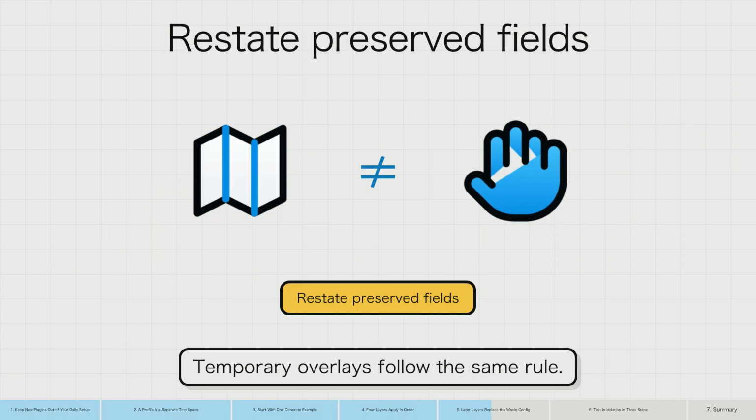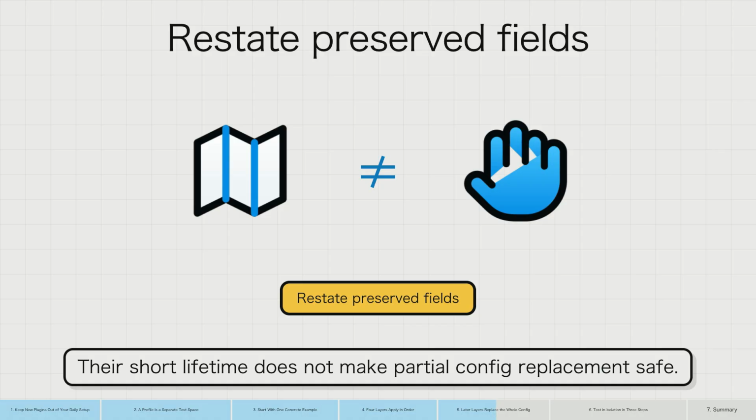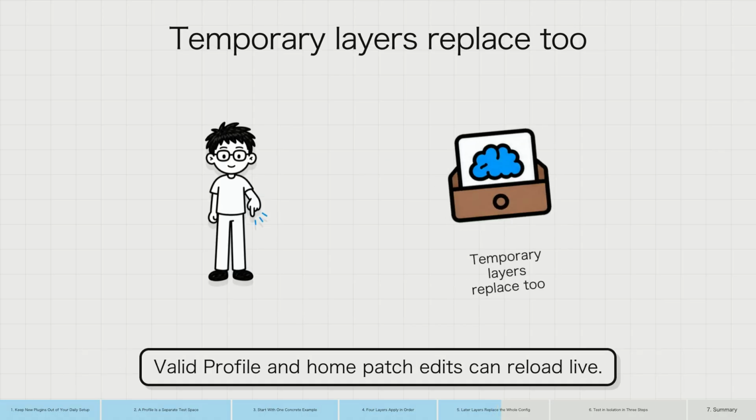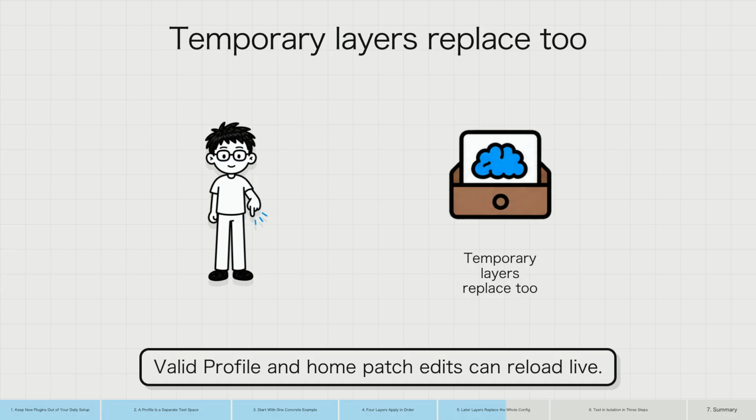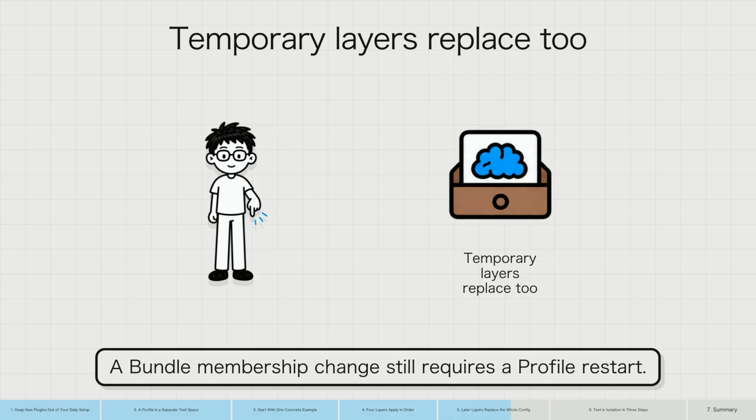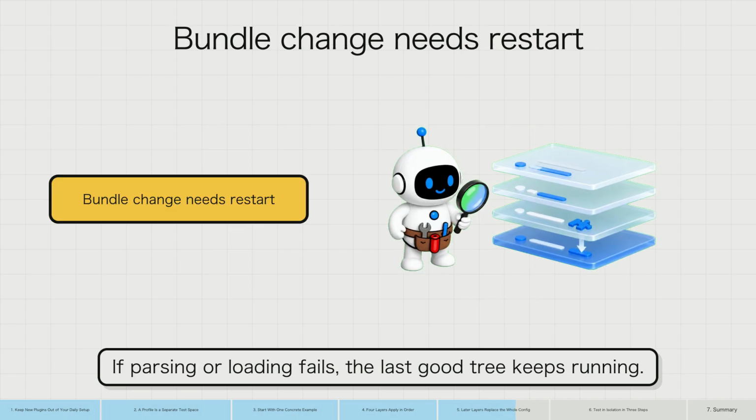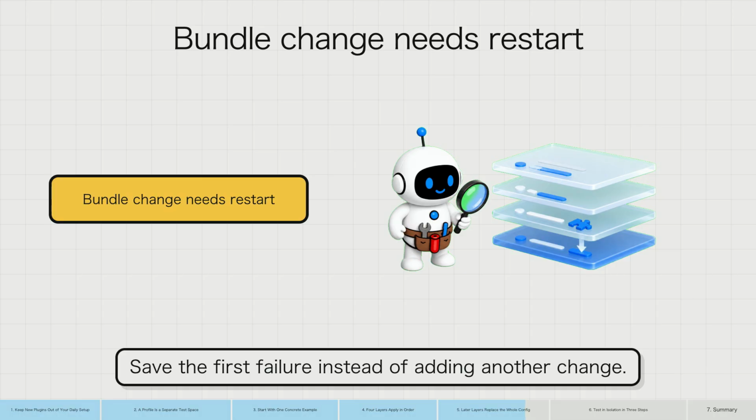Temporary overlays follow the same rule. Their short lifetime does not make partial config replacement safe. Valid profile and home patch edits can reload live. A bundle membership change still requires a profile restart. If parsing or loading fails, the last good tree keeps running. Save the first failure instead of adding another change.